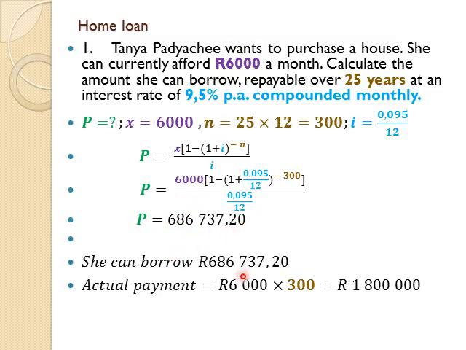Right? But take note, she's paying 6,000 Rand per month. It's making 300 payments of that. So on 686,000, she's paying back 1.8 million. So the bank almost makes 1.2 million from you when they loan you the money to buy your property. And look at the next problem.